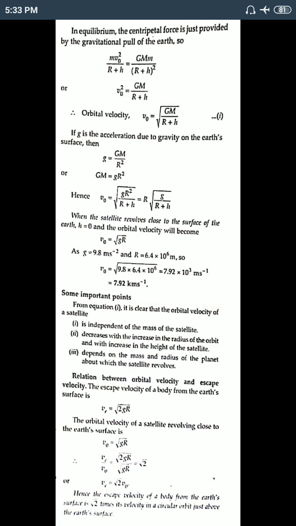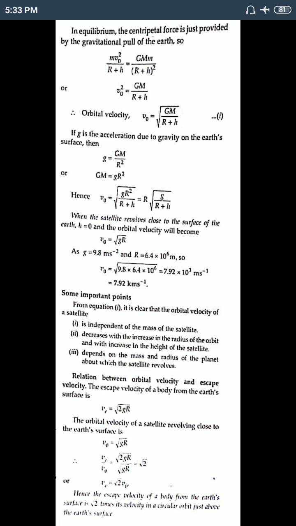Now we want to express V0 in terms of small g, the acceleration due to gravity. We use the relation between small g and capital G: g equals GM by R square, so GM equals gR square. In place of GM we write gR square. After solving we get V0 equals R root under g by (R plus h). This is another expression for orbital velocity.